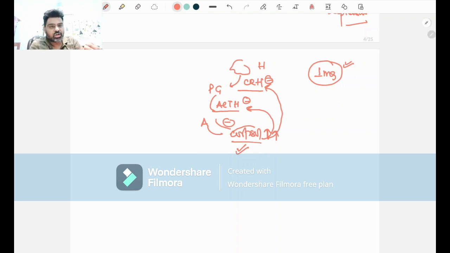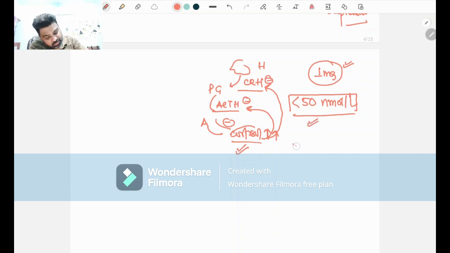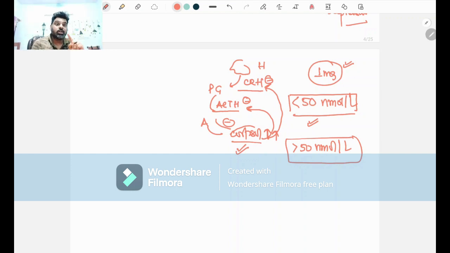So what is the cutoff value? We take the cutoff value to be 50 nanomoles per liter. In a normal patient, the value will come less than 50 nanomoles per liter. But if I give 1 mg of dexamethasone and the serum cortisol comes to be more than 50 nanomoles per liter, then the patient has Cushing syndrome, because no inhibitory effect is seen. There is no decrease in the cortisol value. You have to understand this point.